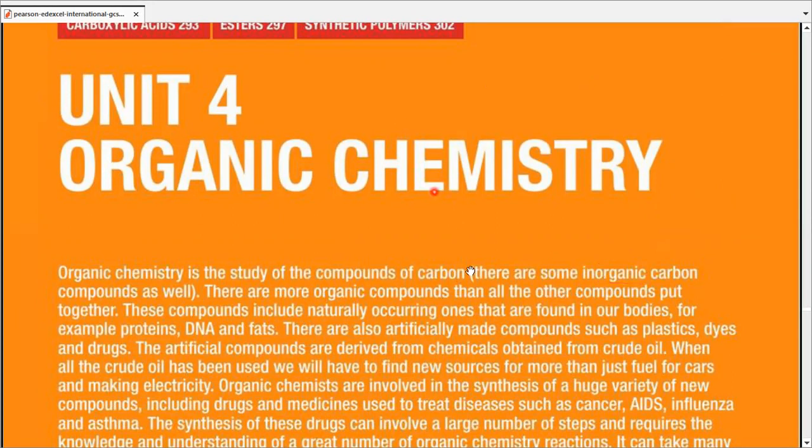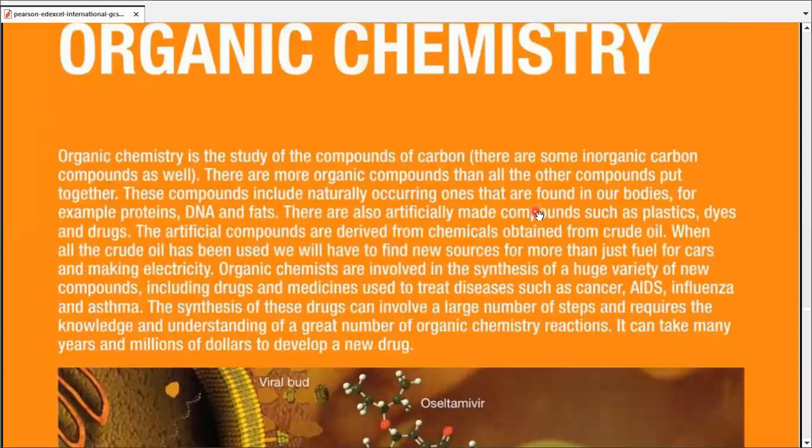So moving on, there are more organic compounds than all the other compounds put together. So that means inorganic chemistry cannot get up to the count of organic chemistry, and you'll get to know a couple of pages ahead why that is so. These compounds include naturally occurring ones in our bodies, proteins, DNA, fat, and the artificially made ones like plastics, dyes, drugs. But most of the things we interact with on a daily basis, the clothes, the things we use all the time, the things we usually purchase from the market, most of them are organic compounds.